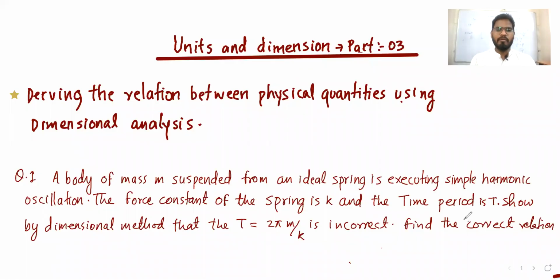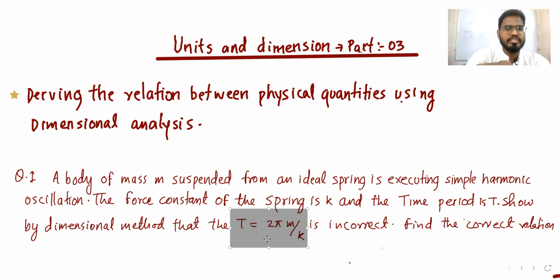One question is given: a body of mass m suspended from an ideal spring is executing a simple harmonic oscillation. The force constant of the spring is k and the time period is t. Show by the dimensional method that t equals 2 pi m by k is incorrect. Find the correct relation. So this relation is incorrect, and we are supposed to make it correct.